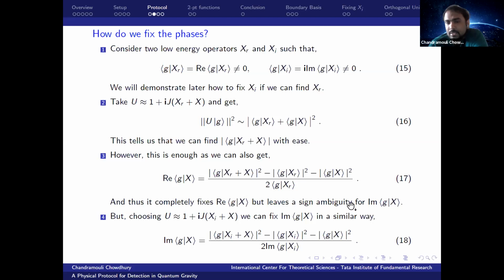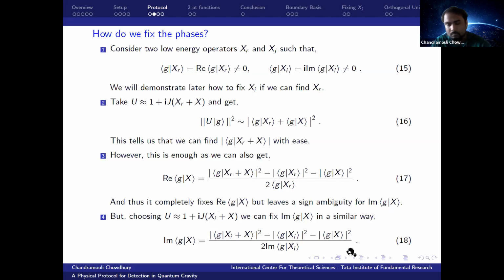But it leaves a sign ambiguity for the imaginary part, because we know something like this, and this is equal to real square plus imaginary square. It will leave a sign ambiguity for the imaginary part. But for fixing the imaginary part, instead of using XR here, you can use XI, where XI was defined like this. And then you would be able to fix the imaginary part of G's overlap with X by using a similar complex identity of this form.